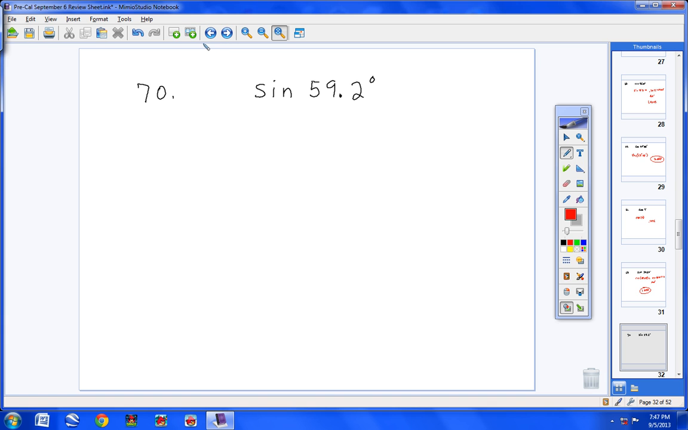Number 70, sine of 59.2. Well, there's no trick to this, students. You simply type in sine 59.2 and hit enter, and you will get the correct answer of 0.8590.